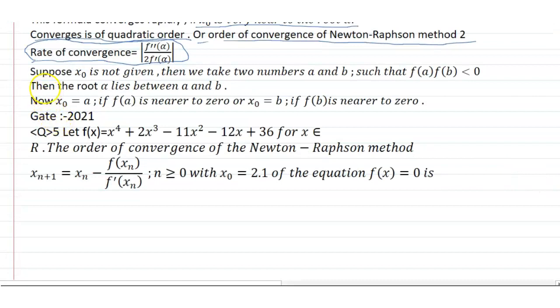Suppose x0 is not given, then we take two numbers a and b such that f(a) f(b) is less than 0, and then the root alpha lies between a and b. If f(a) is nearer to 0, x0 equals a, otherwise x0 equals b if f(b) is nearer to 0.